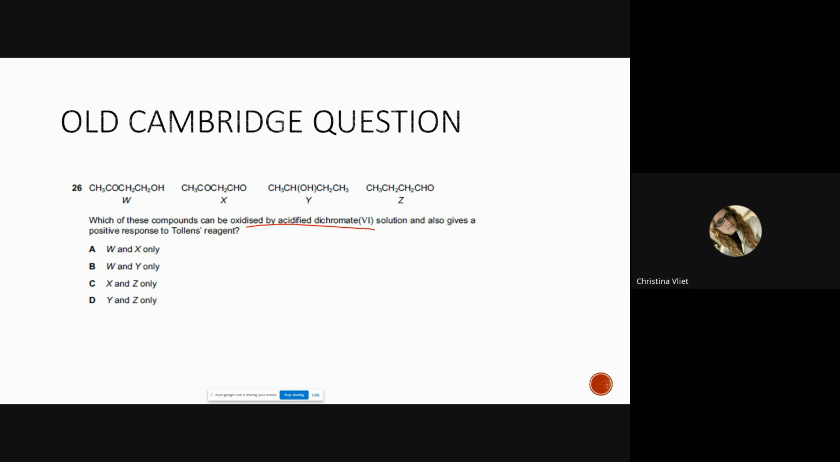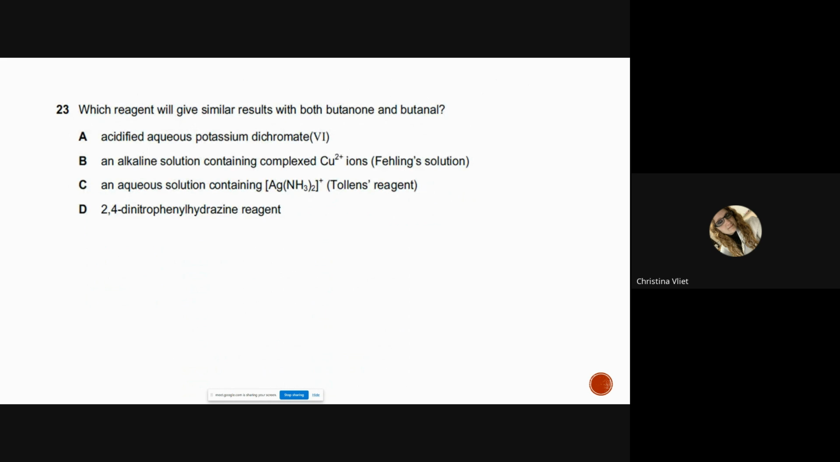Which one gives a positive result to Tollens? This and this. Those are aldehydes. Wouldn't the primary alcohol turn into an aldehyde? No, because it turns straight to a carboxylic acid. And they're not adding K2Cr2O7 and then adding Tollens. They're adding K2Cr2O7 and then, to a separate test tube, adding Tollens to that same alcohol. Does that make sense? Yeah.